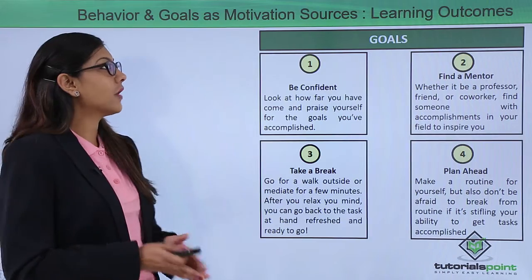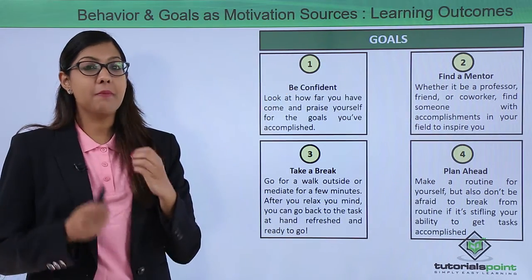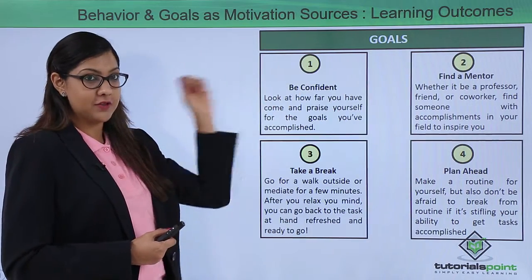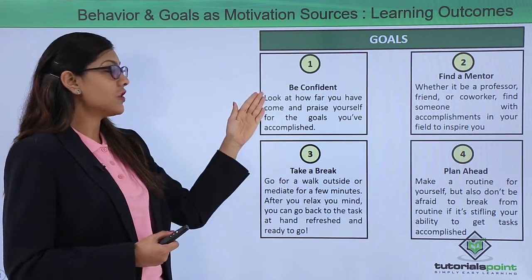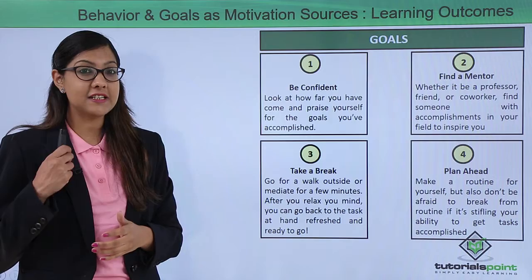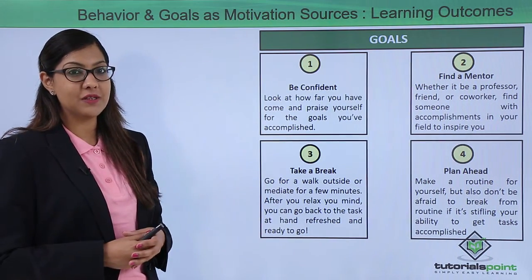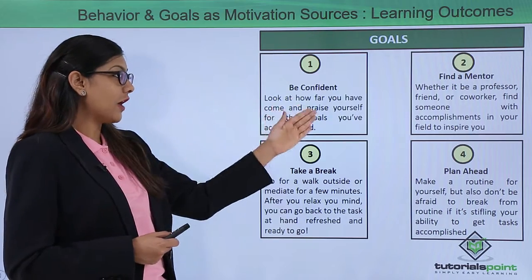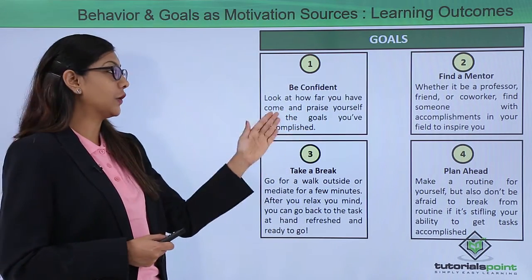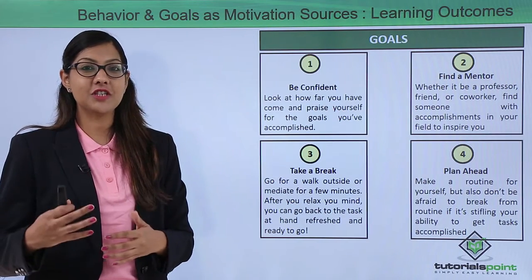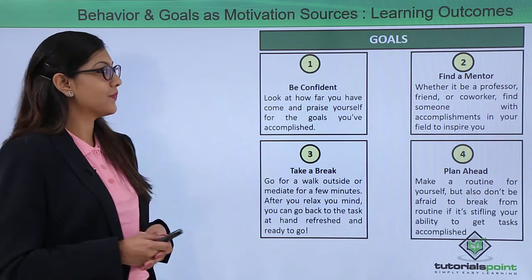Now friends, let's look at certain learning outcomes because of these motivation levels. Well, there are different goals which we are going to discuss now. The first one is be confident, and it is very important as a teacher and a student to be confident about yourself. So look at how far you have come and praise yourself for the goals that you have accomplished. Look at yourself, how much you have achieved, and be confident about it.